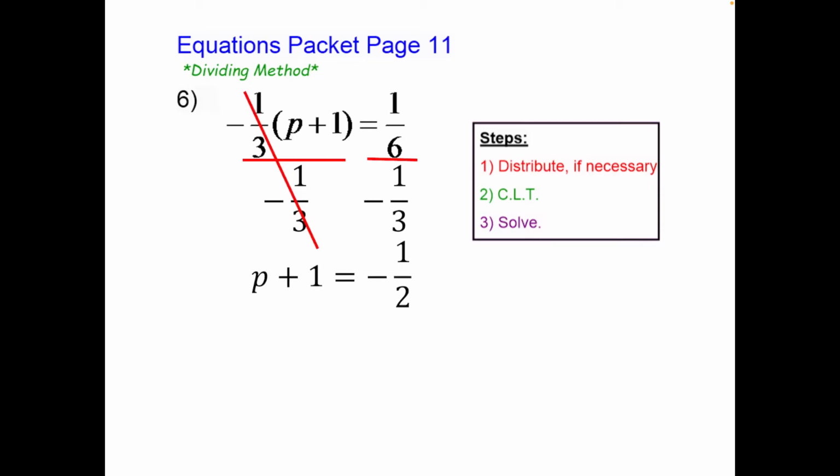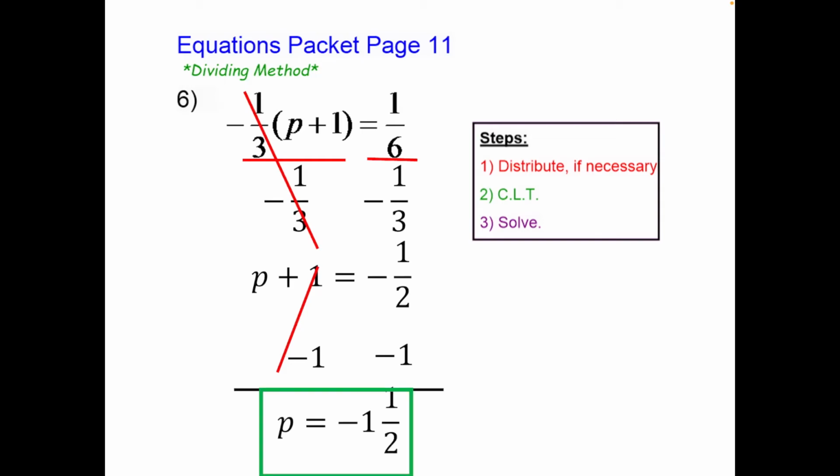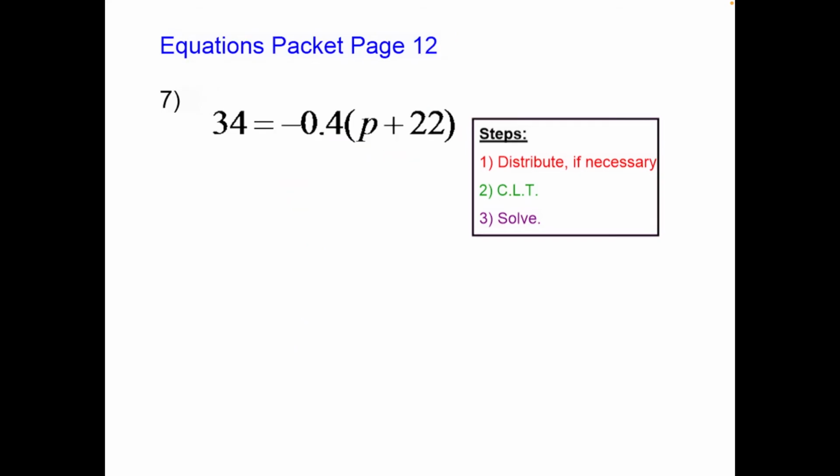Then we're left with p plus 1 equals 1 over 6 divided by negative 1/3, which equals negative 1/2. From here, you would subtract 1 on both sides to get p by itself. And then p equals negative 1/2 minus 1 equals negative 1.5. P equals negative 1.5.